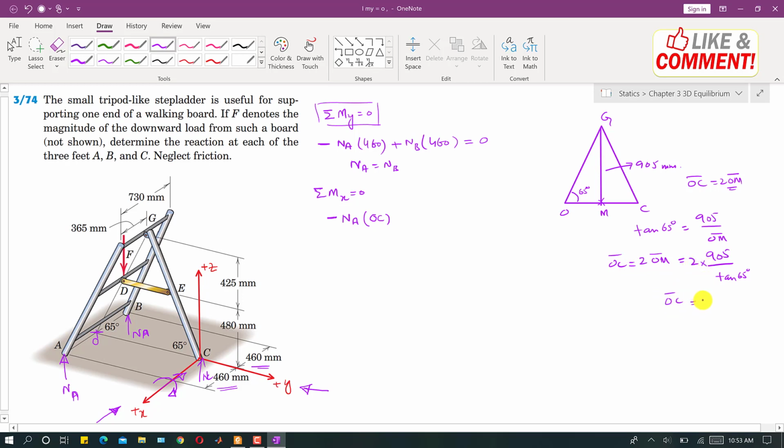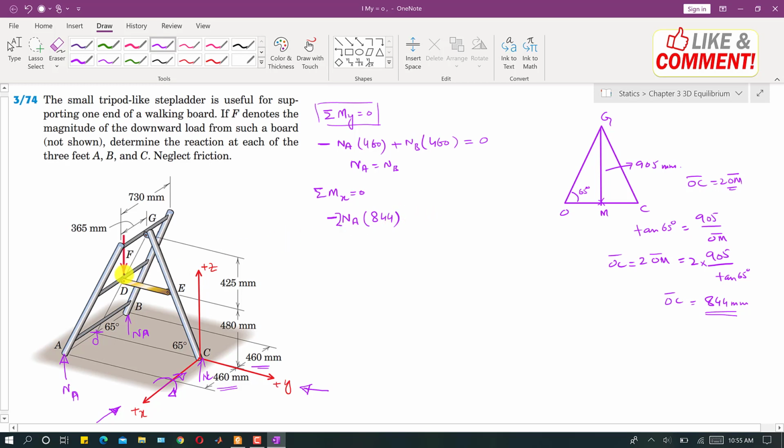Let me find this. When we solve this, the OC distance comes out to be 844 mm. This is the perpendicular distance of A from the x-axis, so I will write 844. Similarly, this NA is also producing a moment about the x-axis, and the perpendicular distance of the two NAs is the same and the direction of the moment is also the same, so we can just multiply this by 2. So this is 2 times NA.